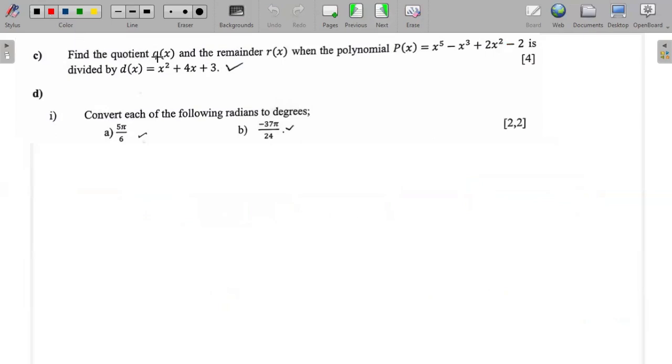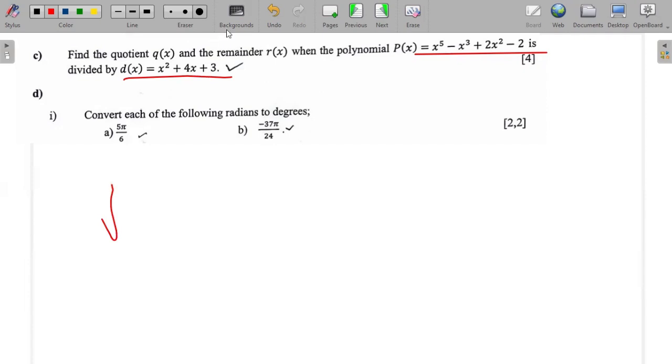Here they're saying find the quotient Q of X and the remainder R of X when this polynomial is divided by this equation. So here we just have to use long division in order to find the remainder and the quotient. Okay, so how do we use long division?